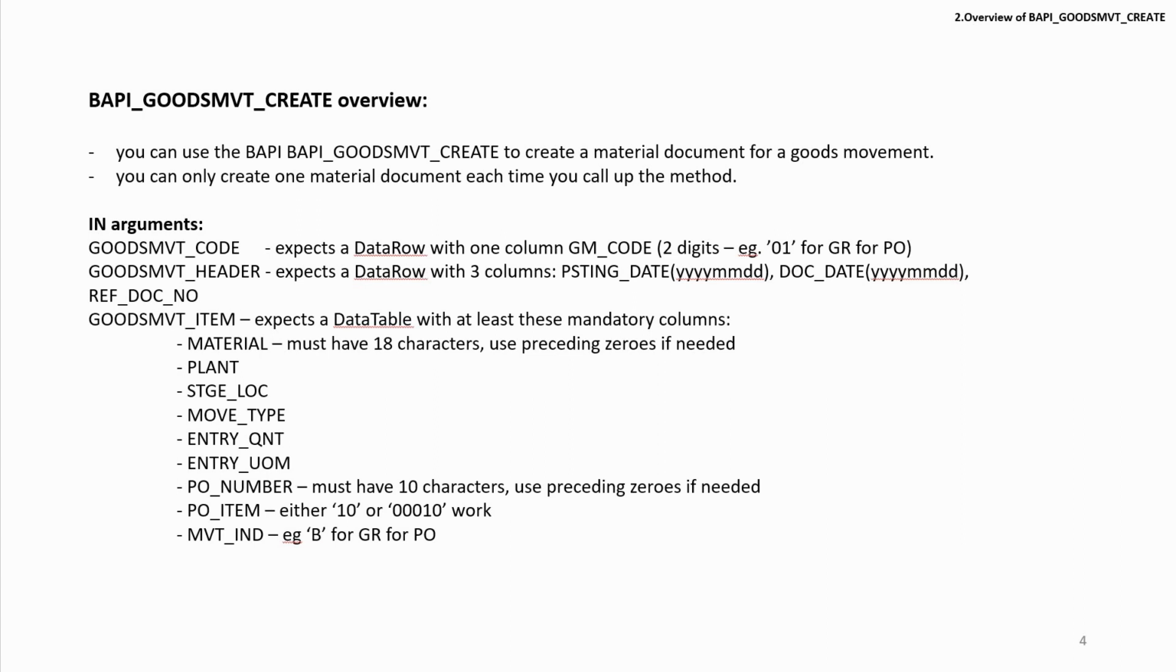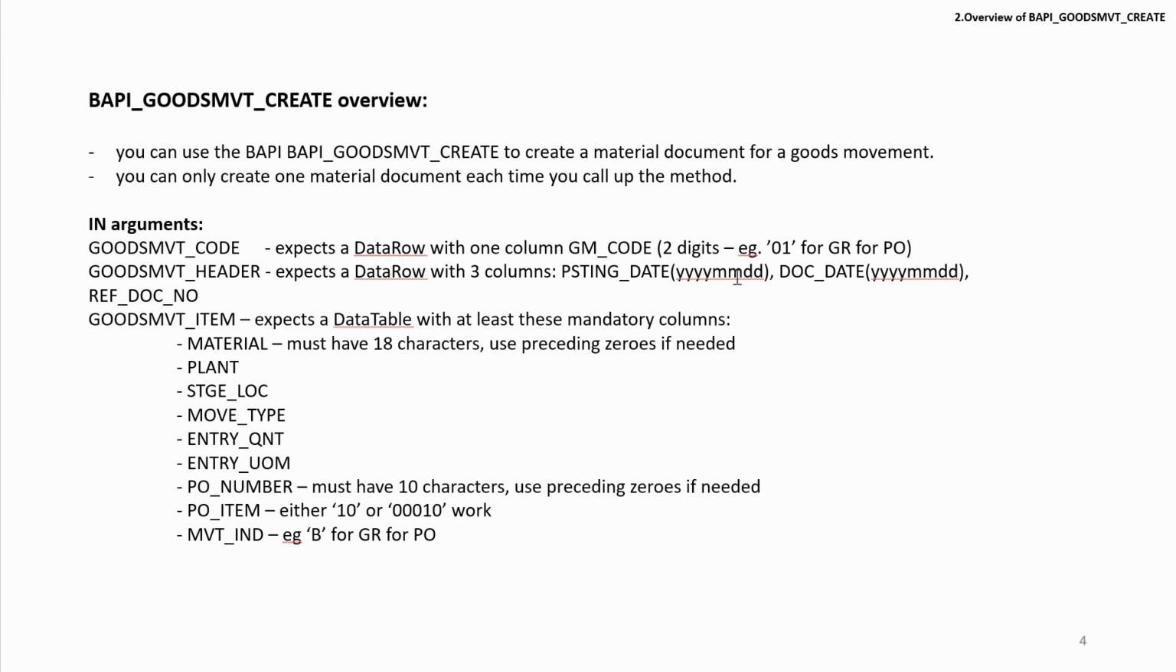So there are some in arguments for the BAPI. So what the BAPI expects to get as input data. There is goodsmvt_code. This expects a data row with one column with this header, gm_code, with a 2 digit codification of the type of goods receipt. In the case of goods receipt for purchase order, the code is 01. The goodsmvt_header expects a data row with 3 columns, the posting date, the document date, and the reference document number.